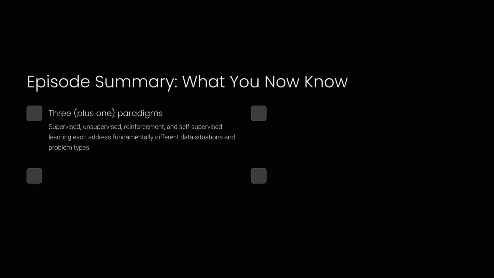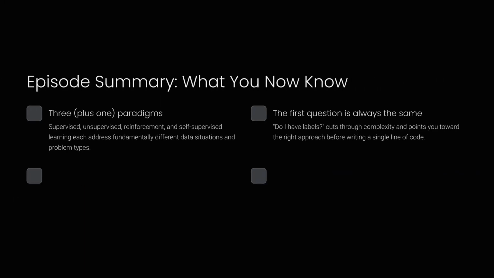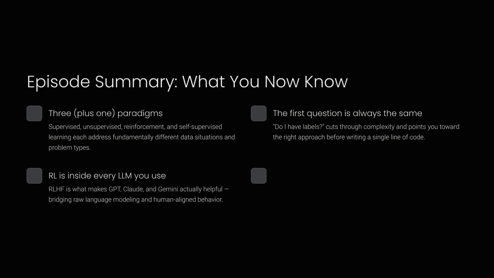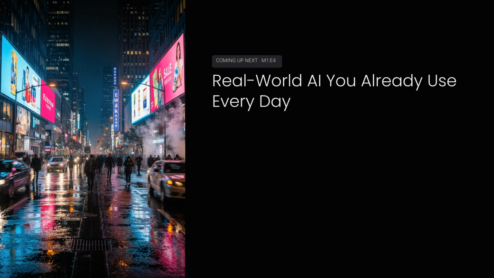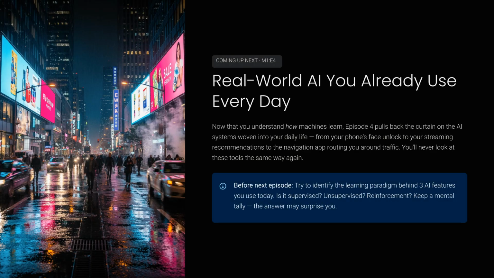In summary, you now understand the 4 learning paradigms and how to choose the right approach by asking if you have labels. You also know that RLHF is key to aligning powerful LLMs, which were unlocked by self-supervised learning at scale. In the next episode, we will show you real-world AI systems woven into your daily life. Before then, try identifying the learning paradigm behind 3 AI features you use today. You may be surprised by the answer.